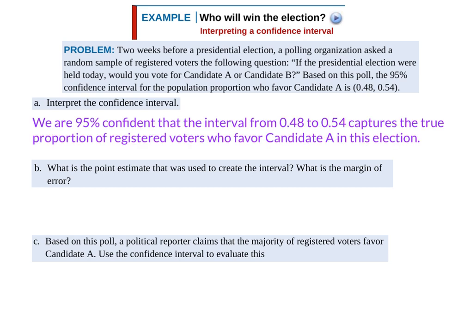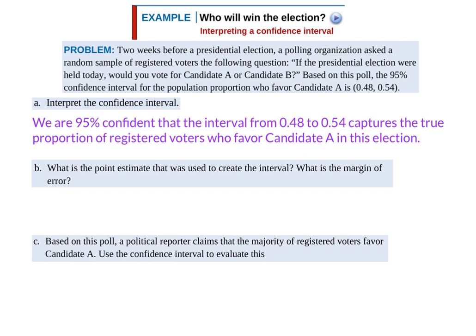First up, let us interpret this confidence interval. We could say that we are 95% confident that the interval from 0.48 to 0.54, or 48 to 54% if you like percentages, captures the true proportion of registered voters who favor candidate A in this election.